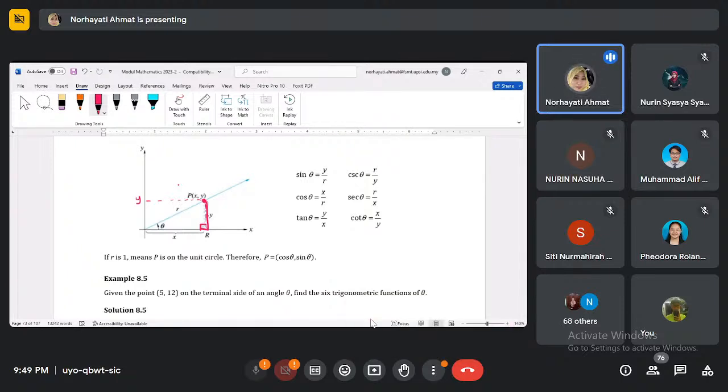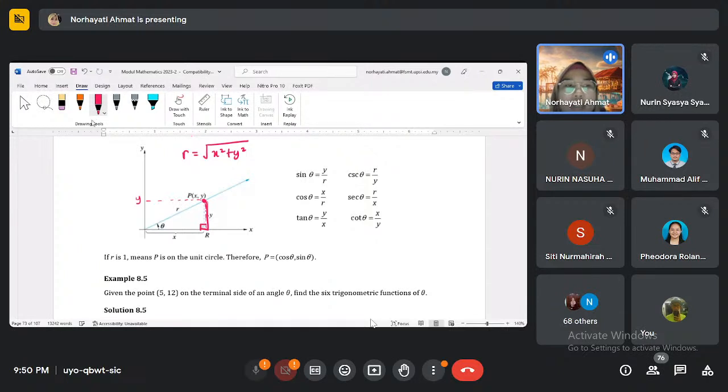The locus of this point will form a circle, and R is the radius of the circle. R comes from this: R equals the square root of x squared plus y squared. The radius of the circle is equal to the square root of x squared plus y squared. This also uses the concept of the Pythagorean theorem. If R equals 1, it means P is on the unit circle.